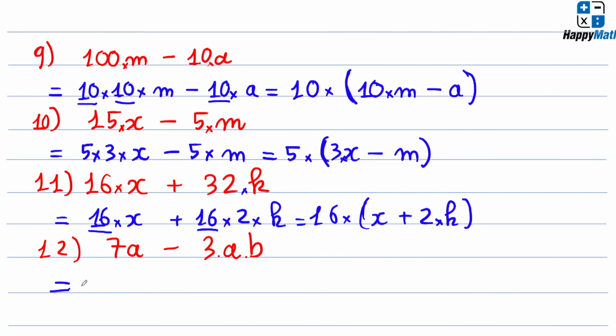In question 12, you can see it's a little bit different from the other questions. 7a minus 3ab. So what is the common factor here? About 7 and 3, I can't find any common factor. So I don't need to find a common factor between 7 and 3. But I can see another common factor, which is a. A is a common factor. I take a outside. And inside the bracket, the first term I've got 7 left, and the second term I've got minus 3b left. 7 minus 3b, so I've got this one. Okay.